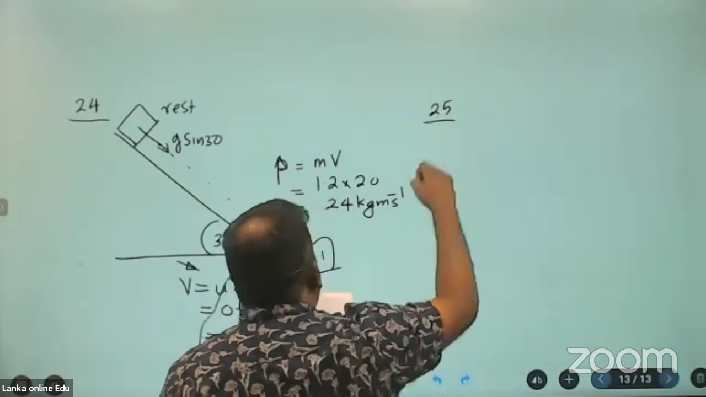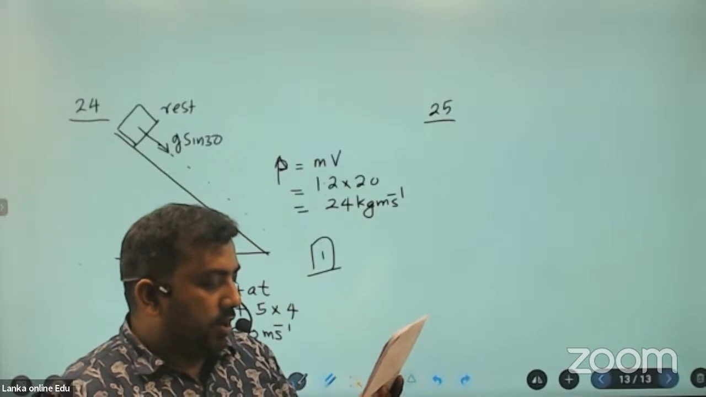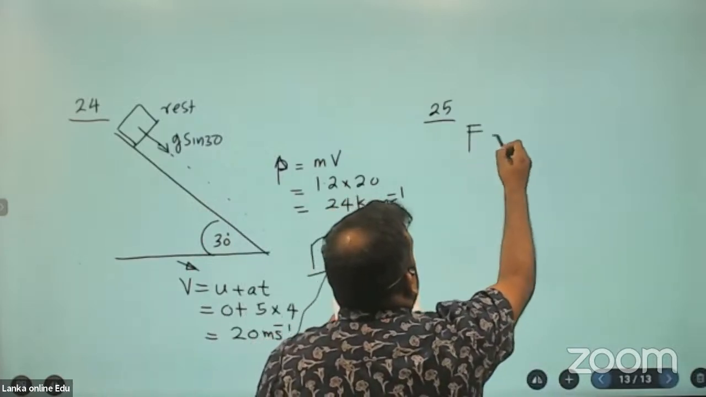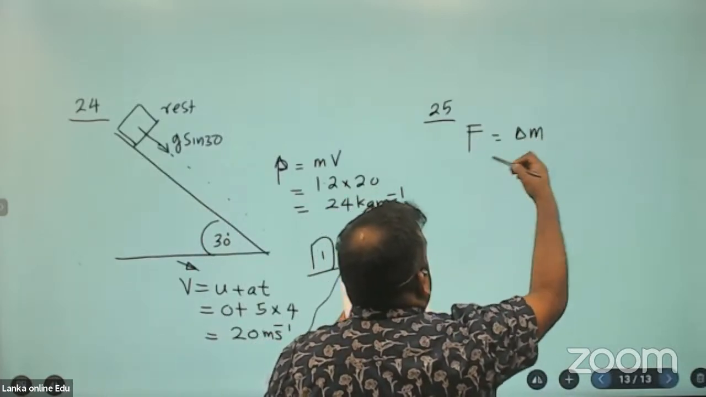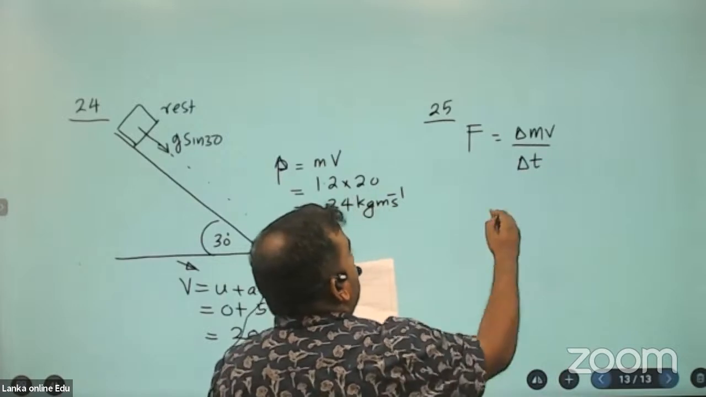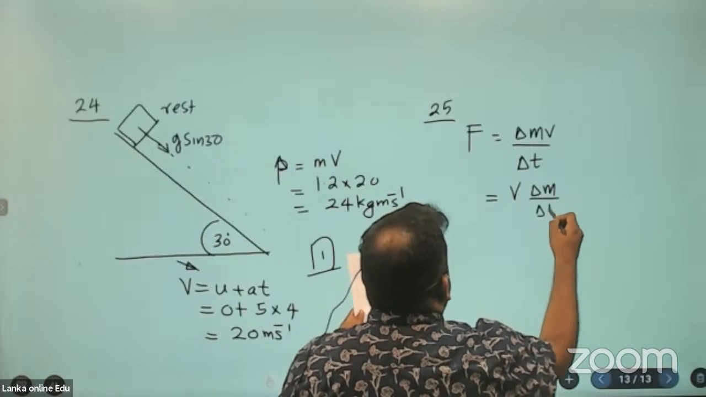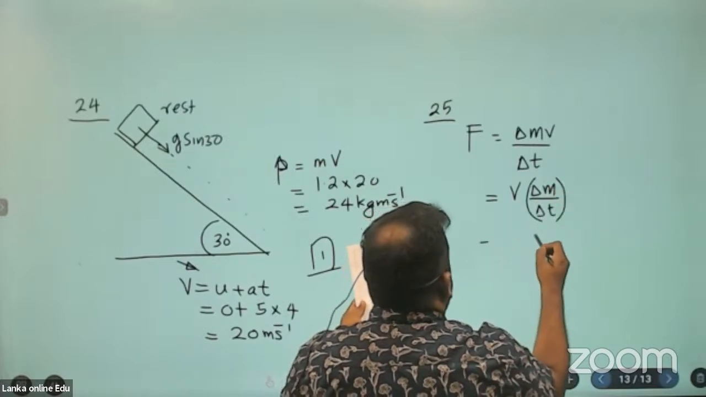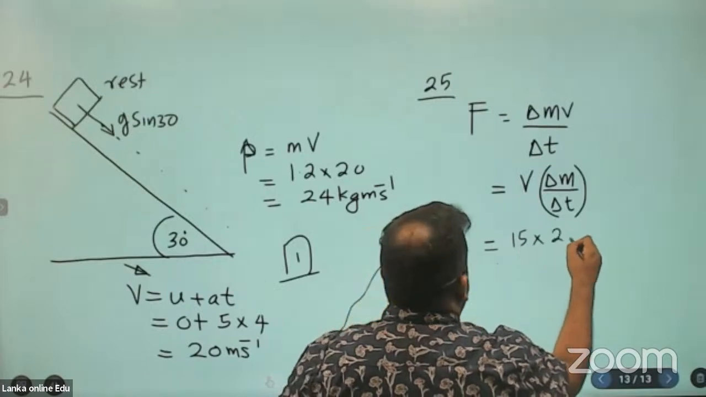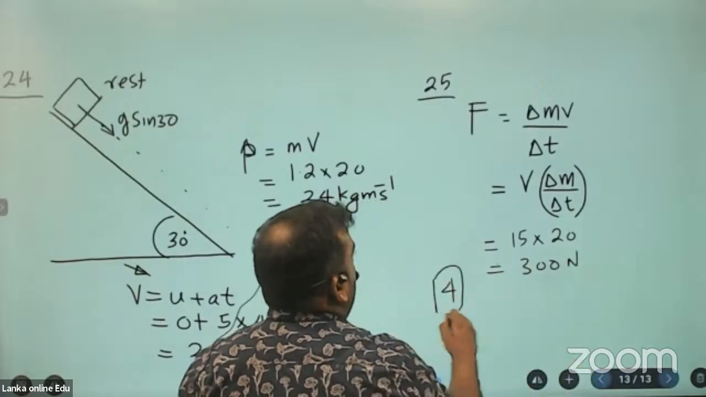Question 25. A firefighter sprays water out of a tube, 20 kilograms per second, at a horizontal velocity of 15. What's the force he should exert to keep it stationary? Force on the water equals force on the hose. To balance the force on the hose, you must apply an external force: v times delta m over delta t. So velocity is 15, here 20. How much? 300 newtons. Answer number 4.